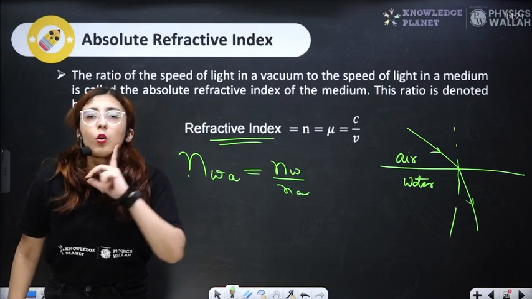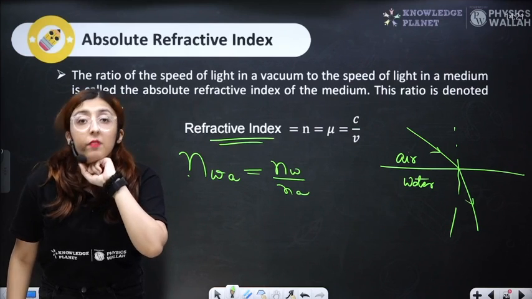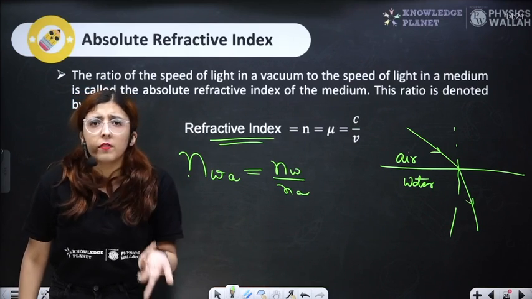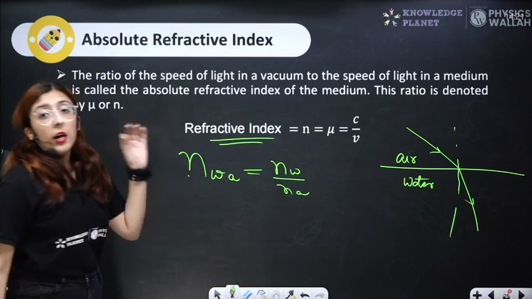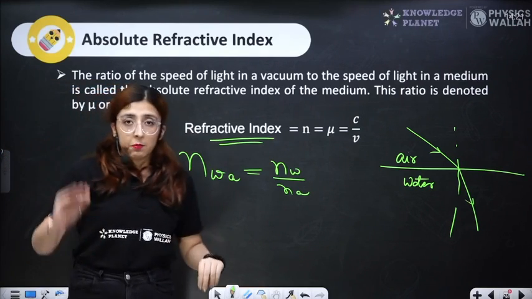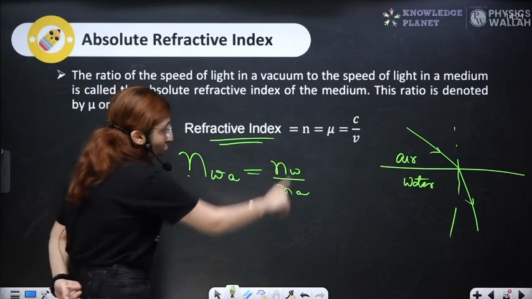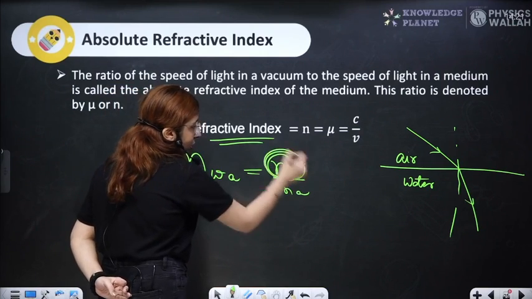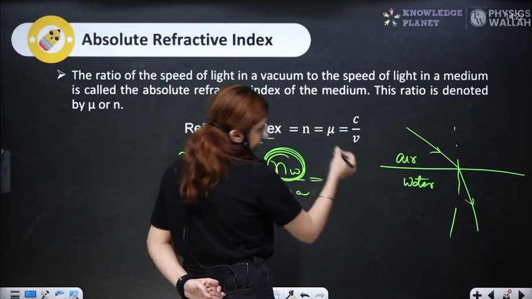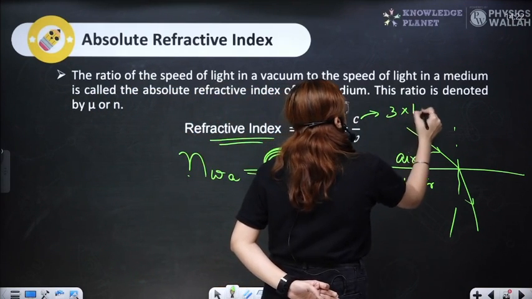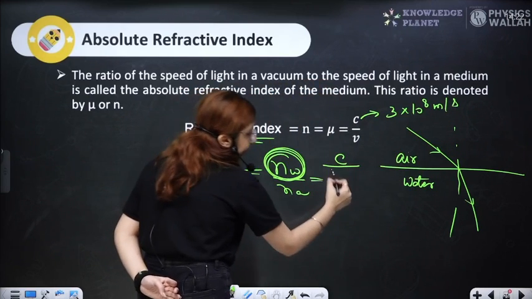Now, how do you represent it for a particular medium? I said refractive index is the ratio of the speed. Always remember, we take the ratio in this manner every time: speed of light by speed of light in the medium. So to find the refractive index of water, you will say speed of light, represented by C, 3 into 10 to the power 8 meter per second, by speed of light in water.